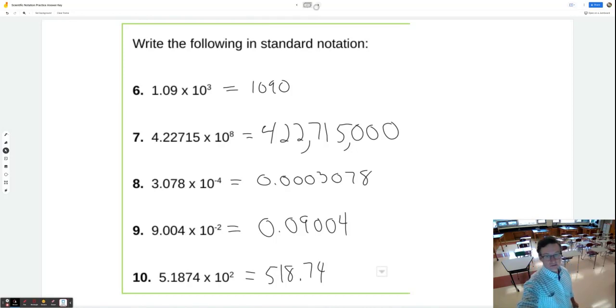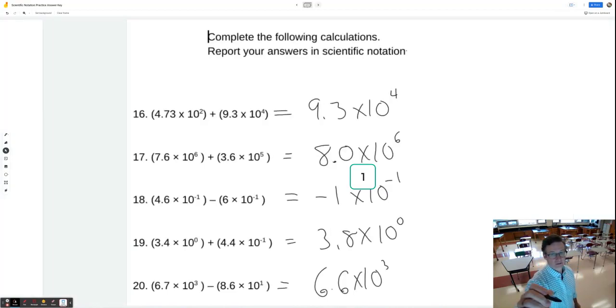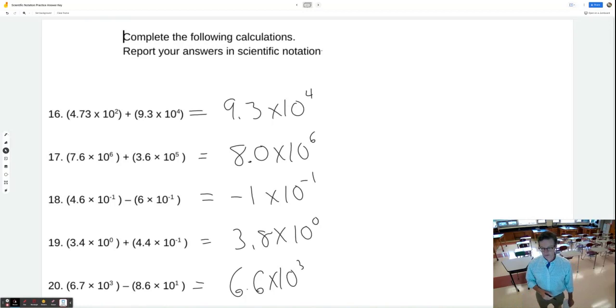And the last two slides are doing calculations with scientific notation. Here's multiplying or dividing. So you can pause here to get these answers. And then finally, you can pause the video to see the answers. These are addition and subtraction of numbers in scientific notation. So pause here for a sec.